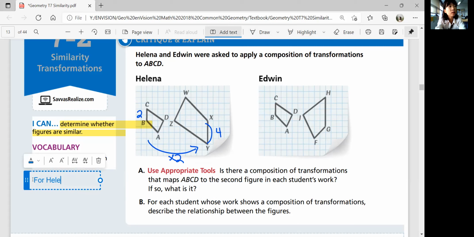For Helena, rotate A, B, C, D 180 degrees and then dilate with a scale factor of 2. Okay, what about Edwin?